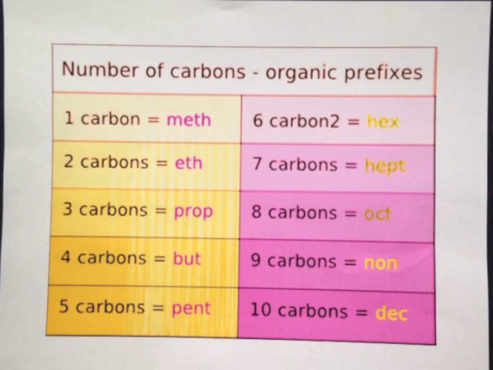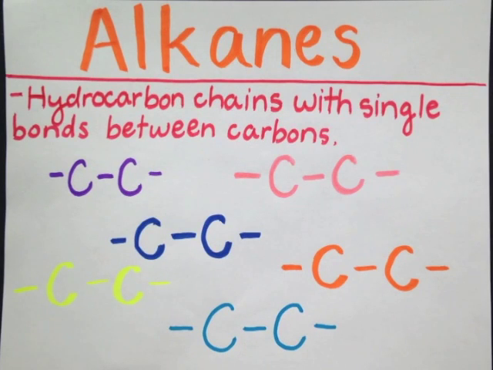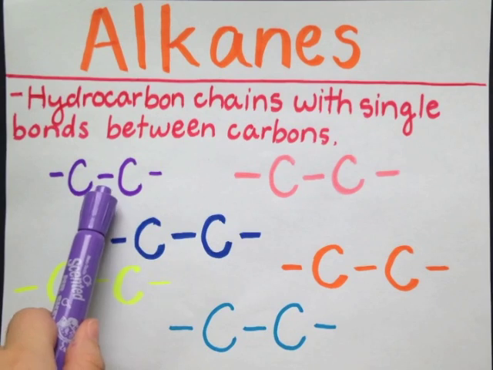The prefix, or root name, of a hydrocarbon chain depends on the number of carbons in the longest continuous carbon chain. A few of these prefixes are listed. The suffix of a hydrocarbon chain depends on the functional groups present in the compound. A few of these functional groups and their corresponding suffixes are listed. The first functional group, the alkanes, consist of carbons connected by single bonds.